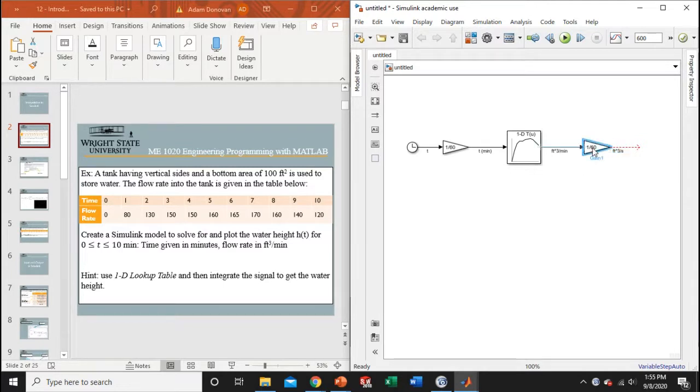And now I need to convert, because I'm looking for the change in height over time. And so now I'm in feet cubed per second. I need to divide by the area, because I have the volumetric change per second, the volumetric rate, so how much it's filling. If I divide that by that area, it'll tell me how much the height is changing. And so I'm going to divide by the area. So I'm going to multiply by the area, which is 100.